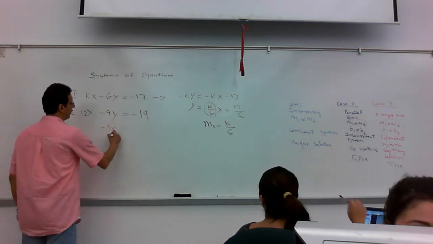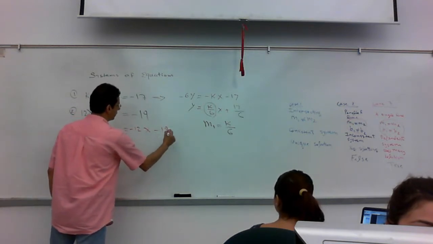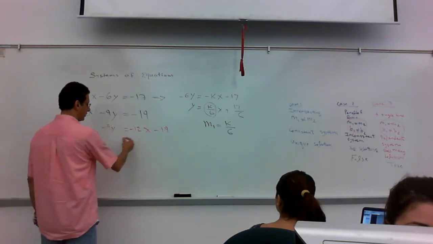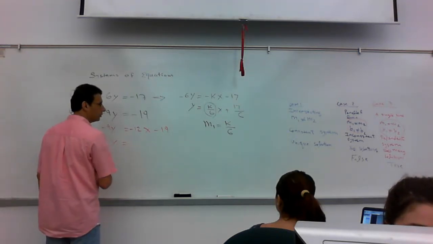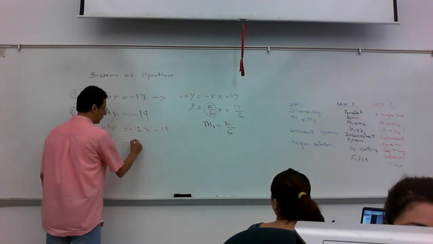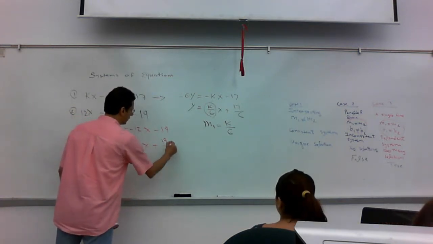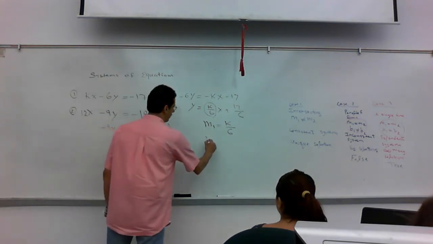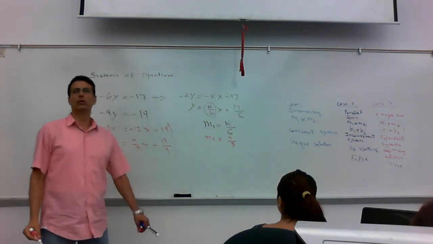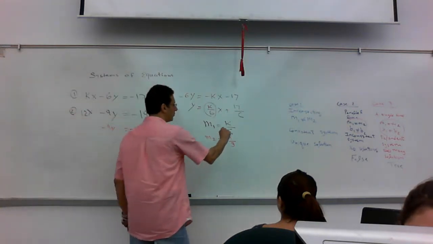Negative 9y equals negative 12x minus 19, right class? Divide both sides by negative 9, so you get y is equal to 12 over 9, okay? 4/3 x plus 19. In which case, what is m sub 2, everybody? 4/3. Now, if you don't want this to have any solution, m1 must be equal to m2.